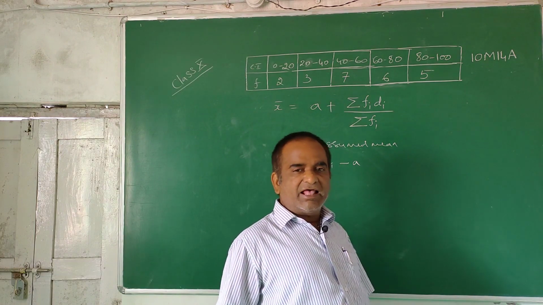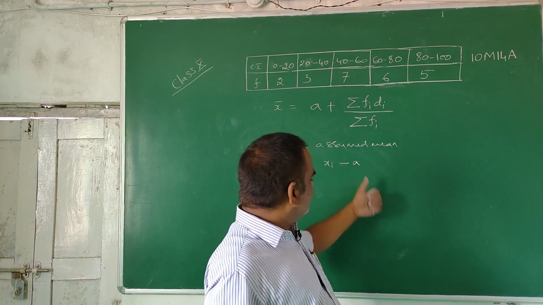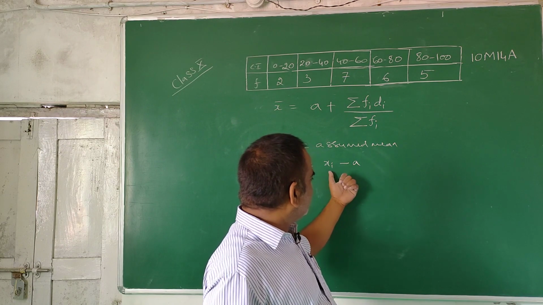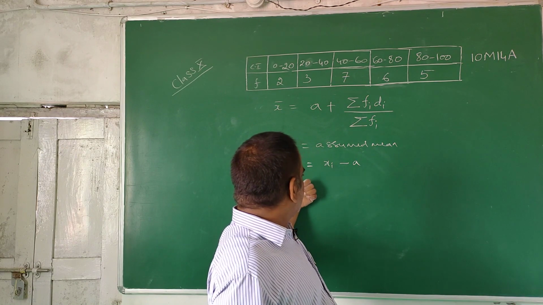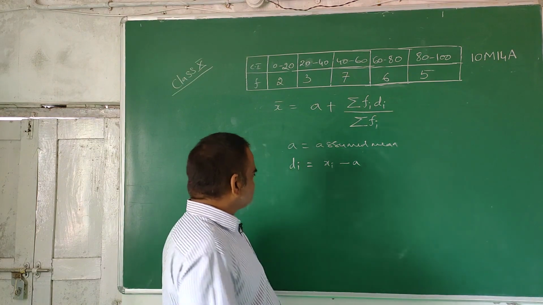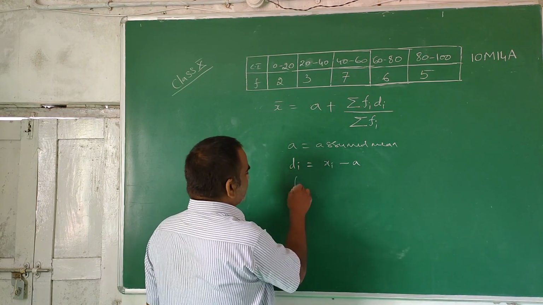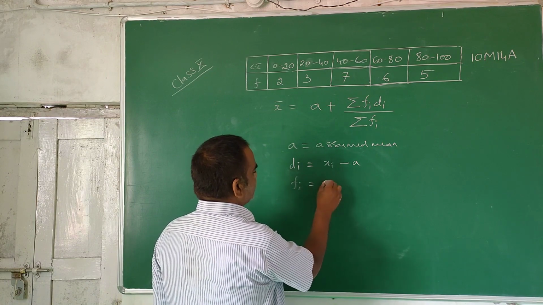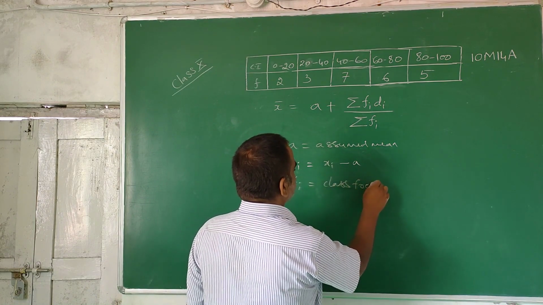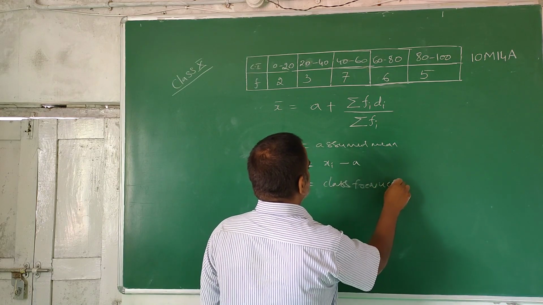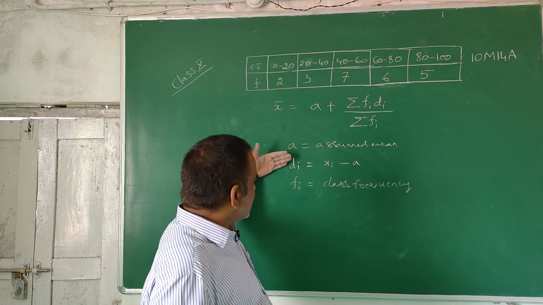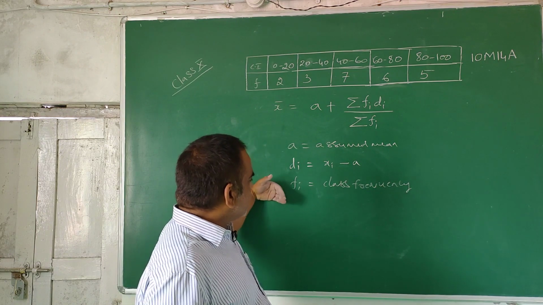For di, from each xi the assumed mean has to be subtracted. If the assumed mean is subtracted from each xi, it is called the deviation. The deviation is denoted by di, class deviation. And you know what fi is? Fi is the class frequency. So I think you understood. A is the assumed mean, di is the class deviation, fi is the class frequency.